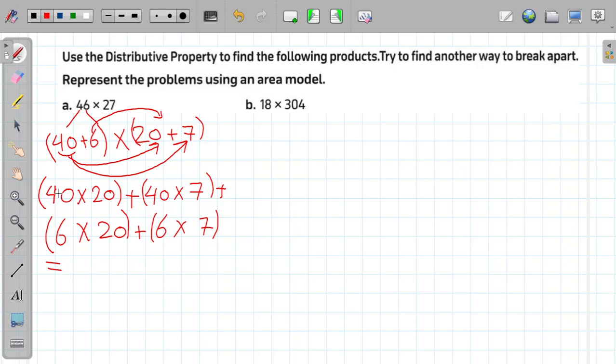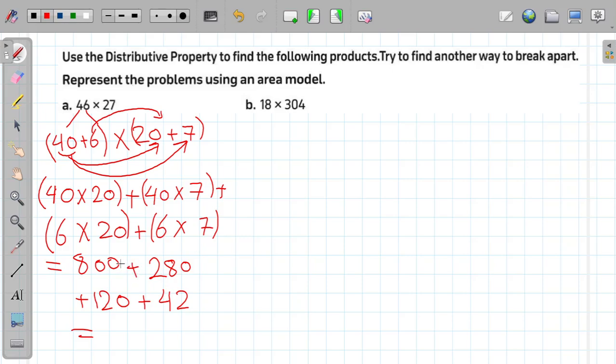So the first bracket here, I have 40 times 20. So 40 times 20 equals 800, and I have two zeros. Plus 40 times 7 equals 28, and I have one zero, so it will be 280. Next, I have 6 times 20 equals 12, and I have one zero, so it will be 120. Plus 6 times 7 equals 42. So, I want to add them together.